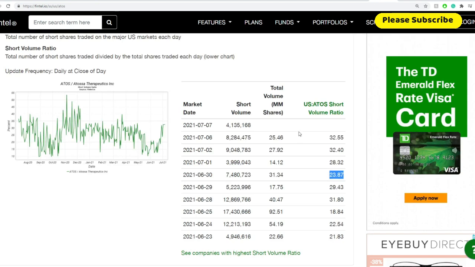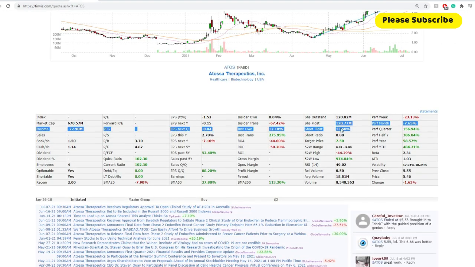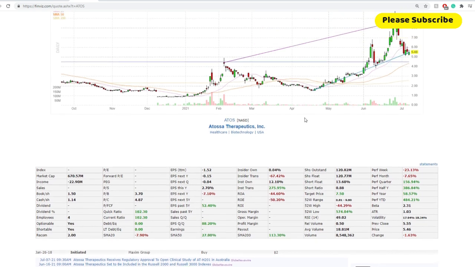Now, let's move on a bit towards the short volume. You're starting to look at the short volume being closer to 30%. Now, that is not bad. The short float itself is around 14%. So the short interest itself and short float is a little bit different. The short interest is around 3 times more than the short float.